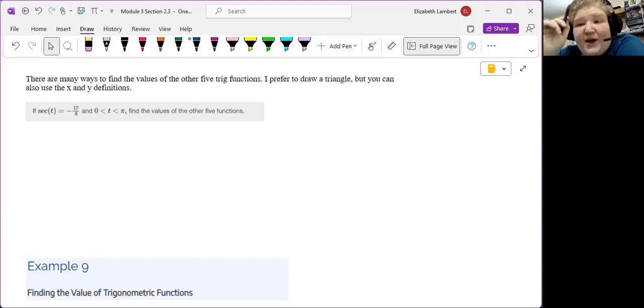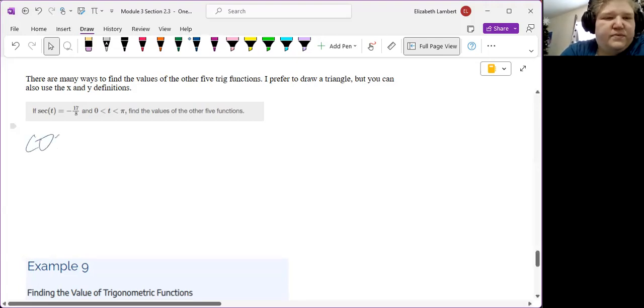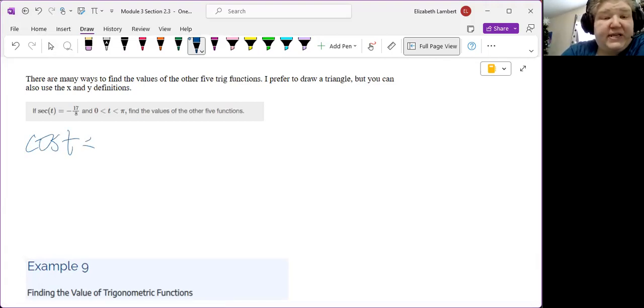There's only one spot where the sine of x or sine of t equals 1. There's only one spot where the cosine of t equals 1. The same with negative 1. But any other value, there's more than 1. So we need some more information to narrow it down to one definitive answer. So this one here, we're told the secant is negative 17 over 8. So first things first, cosine is the reciprocal of secant. So the cosine is negative 8 over 17.